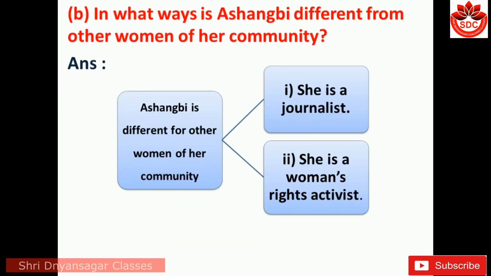B. In what ways is Ashanti different from other women of her community? Answer. Ashanti is different from other women of her community. First, she is a journalist. Second, she is a women's rights activist.